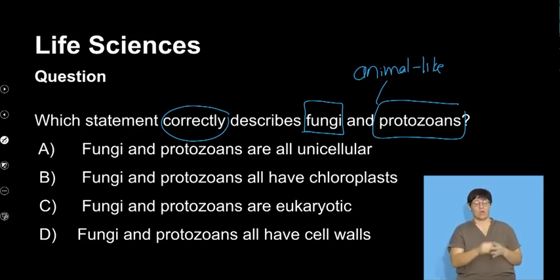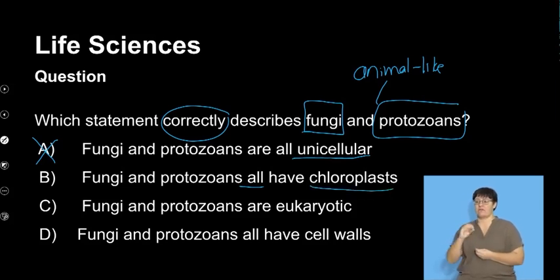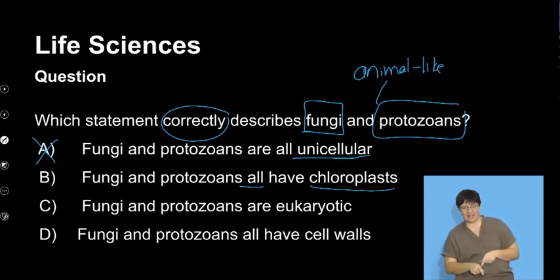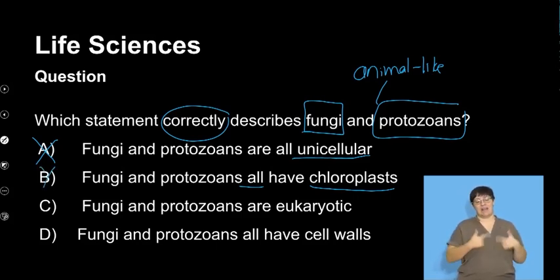Number A, fungi and protozoans are all unicellular. Now that is incorrect. Protozoans, yes, are, but fungi, not all of them. So that statement is incorrect. Statement number B, fungi and protozoans all have chloroplasts. Neither fungi nor protozoans, guys, have chloroplasts. One is the animal of protists. Fungi, we know, have to live on other living organisms, so that statement would be incorrect.